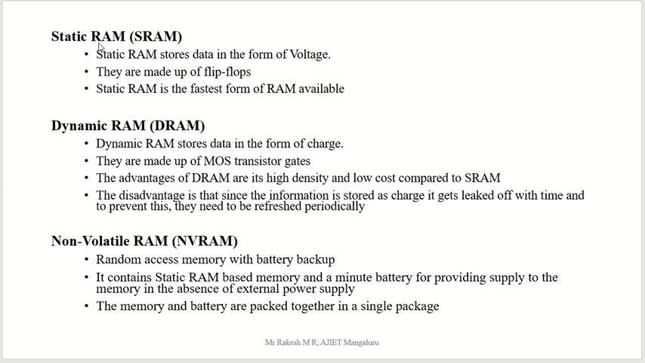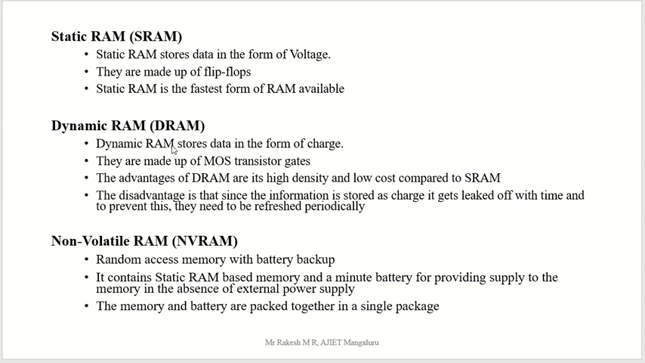Static RAM, SRAM. Static RAM stores data in the form of voltage. They are made up of flip-flops, and this is the fastest memory. These are the three things given for static RAM. It is fast and made up of flip-flops. Another point we can add: cost is high because it is made up of flip-flops. So cost is high, but performance is also high, speed is also high. The only thing is the high cost. Everything else is speed, efficiency, performance, throughput, all high in the case of static RAM.